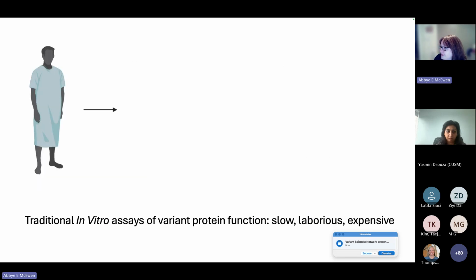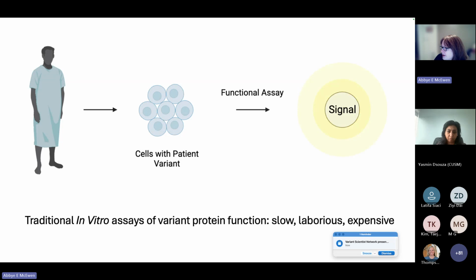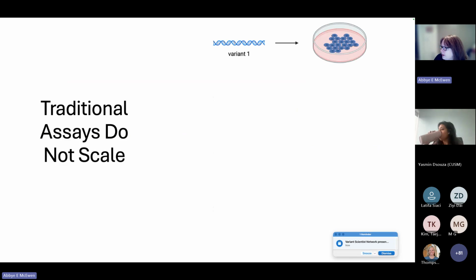So before MAVEs, getting functional data meant performing a traditional in vitro assay. One had to sequence a patient who presented to clinic, get those results back, find a workhorse cell line and introduce that protein into those cells, test its function, and read out some sort of signal. And this usually happens one variant at a time, and it can be slow and laborious, and often you get your answer back months to years after your patient has presented to your clinic.